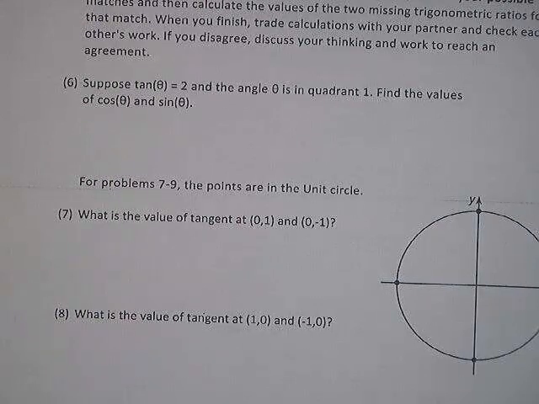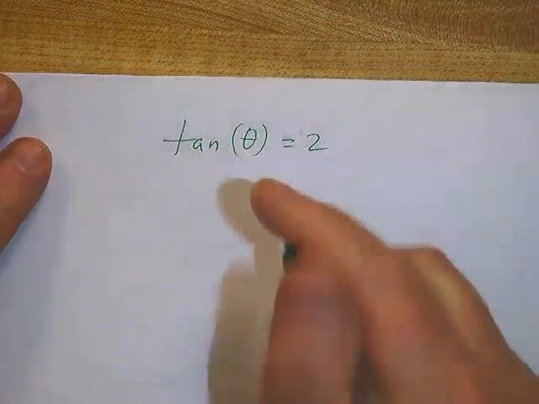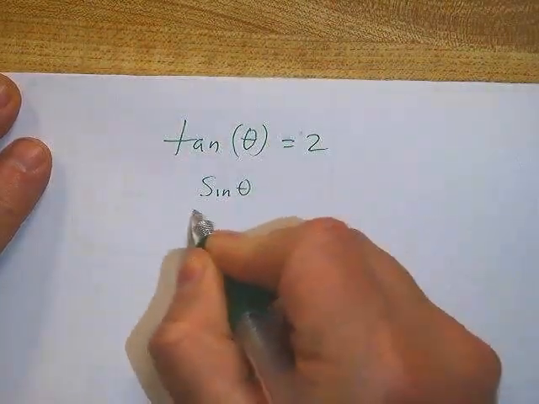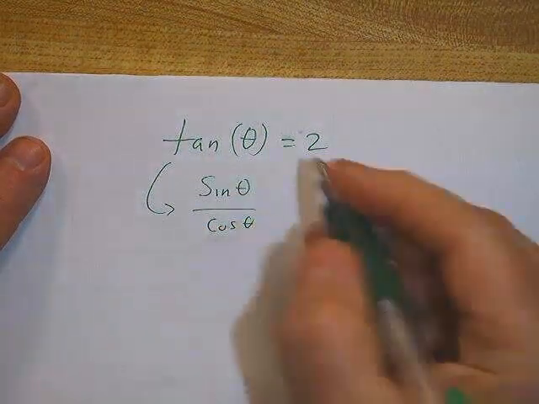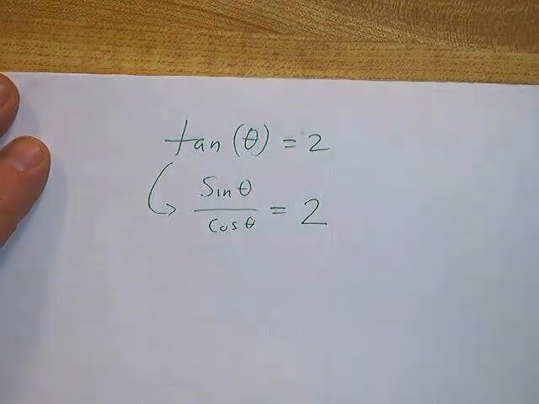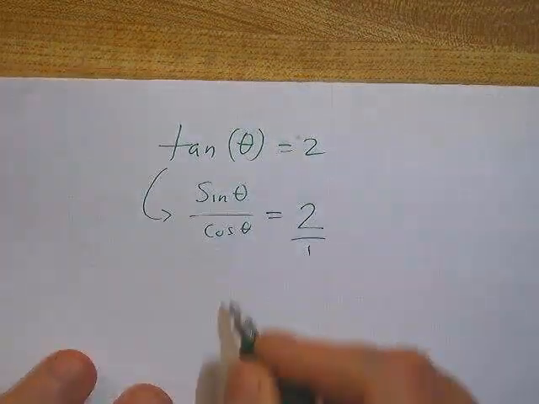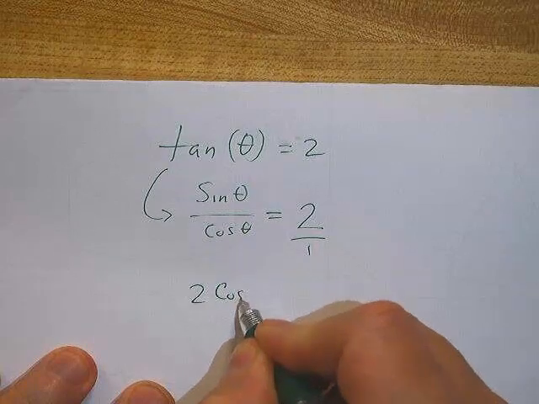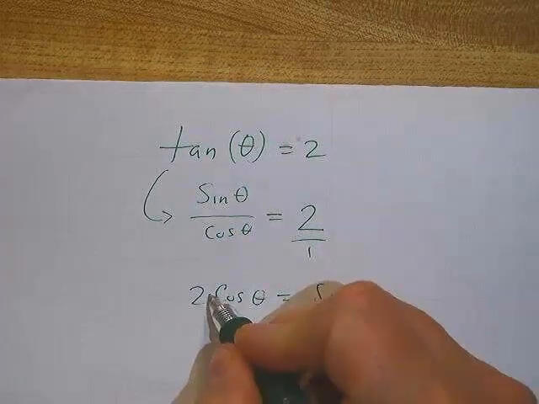All right, so in problem number 6, tangent of theta equals 2. The angle measurement is in the first quadrant. So what are the values of sine and cosine? We know both of them have to be positive. We also know that sine of theta over cosine of theta can replace tangent. That's the rule we talked about this past week. So I could replace tangent with sine of theta over cosine of theta. And if I cross multiply, I end up with sine of theta equals 2 times cosine of theta.